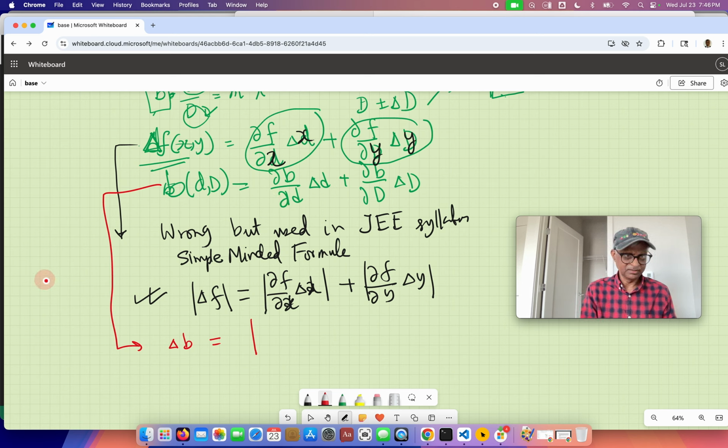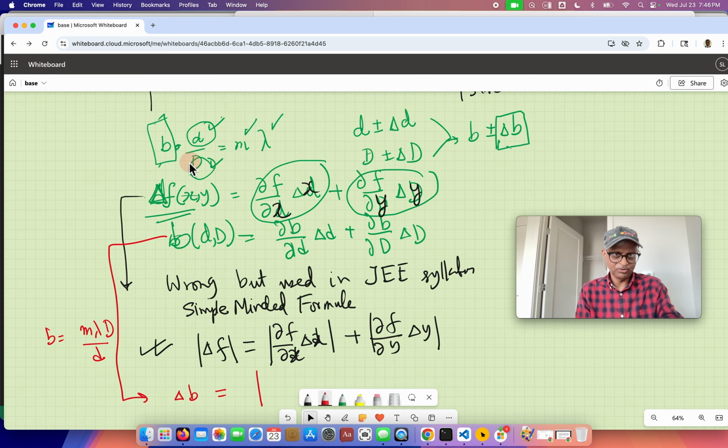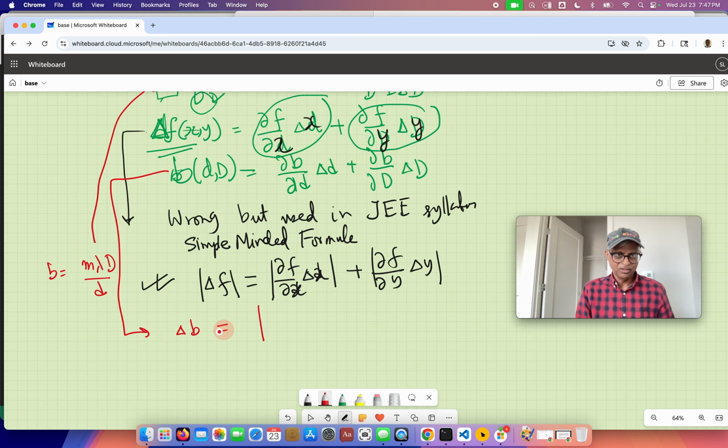So the b is going to be m lambda D over d, from that formula above, okay? From this formula. So these are formulas, so it's going to feed into that, thinking of this as a function of this guy and this guy.